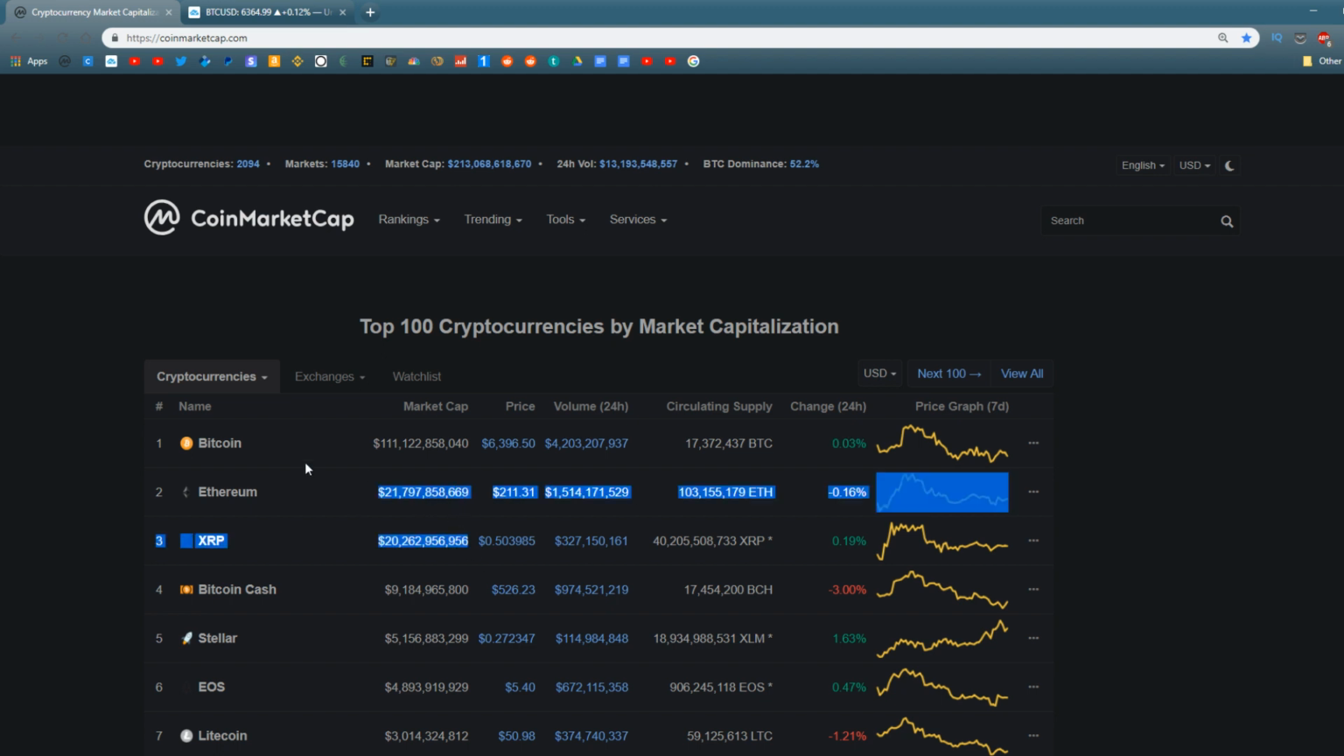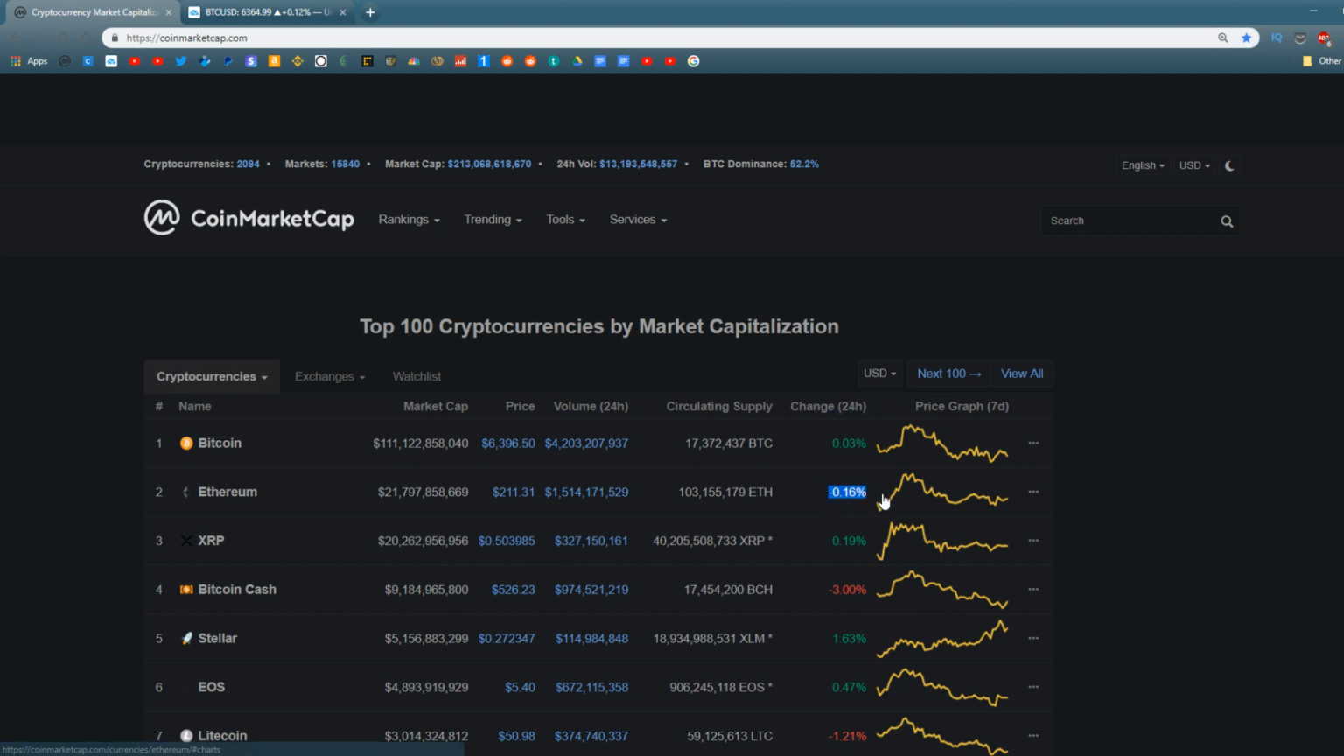Ethereum and XRP are both hovering around $20 billion in market capitalization. We've seen these two flip a couple times this year, where XRP has gotten above Ethereum, but for no longer than a day at any one time. I'm pretty sure XRP wants to be number 2 and is trying to get there, but Ethereum just won't let it have it, because whenever XRP comes up and flips Ethereum, it normally doesn't last very long. People go and buy a bunch of Ethereum or sell XRP.